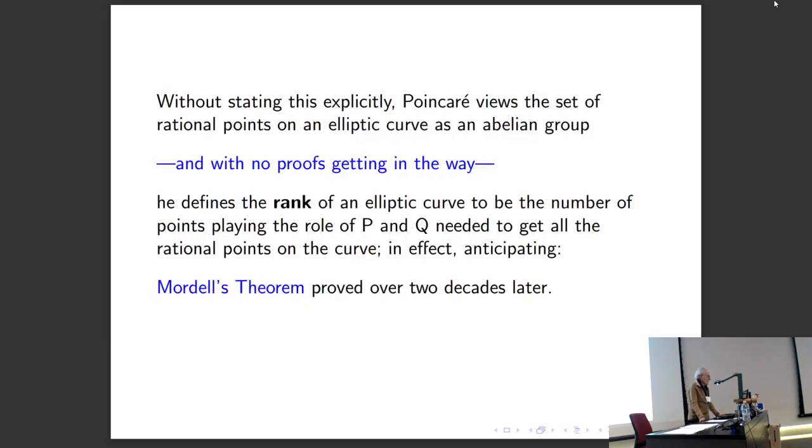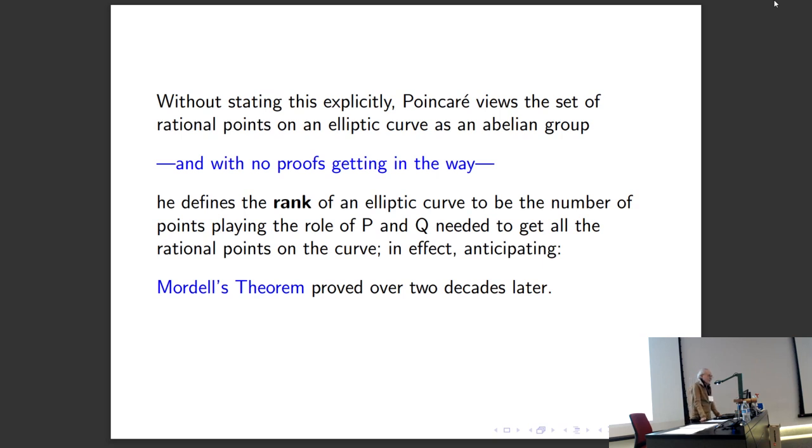Okay, now without stating any of this explicitly, Poincaré views the set of rational points on an elliptic curve as an abelian group. And he has no proofs at all in his paper. He just talks beautifully. He defines the rank of one of these things. I call it an elliptic curve here on this slide. He defines the rank of an elliptic curve to be the number of points playing the role of P and Q needed to get all the rational points on the curve. Now that's his formulation of it. And he assumes that the rank is finite.